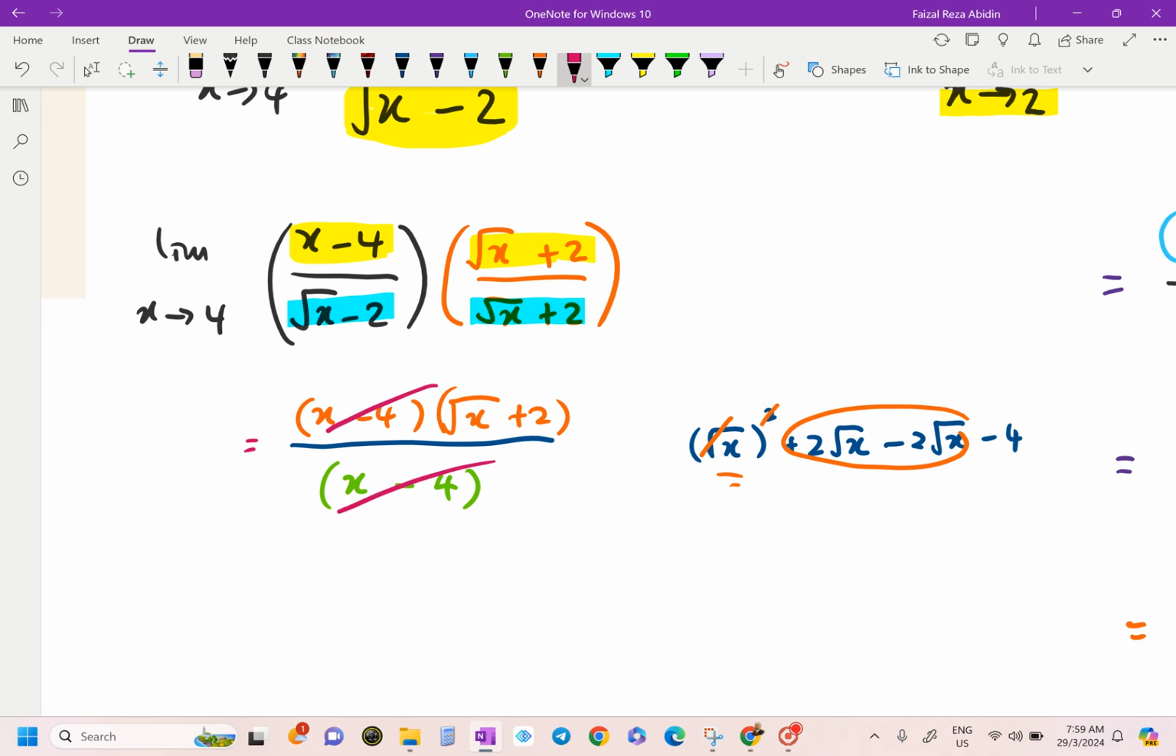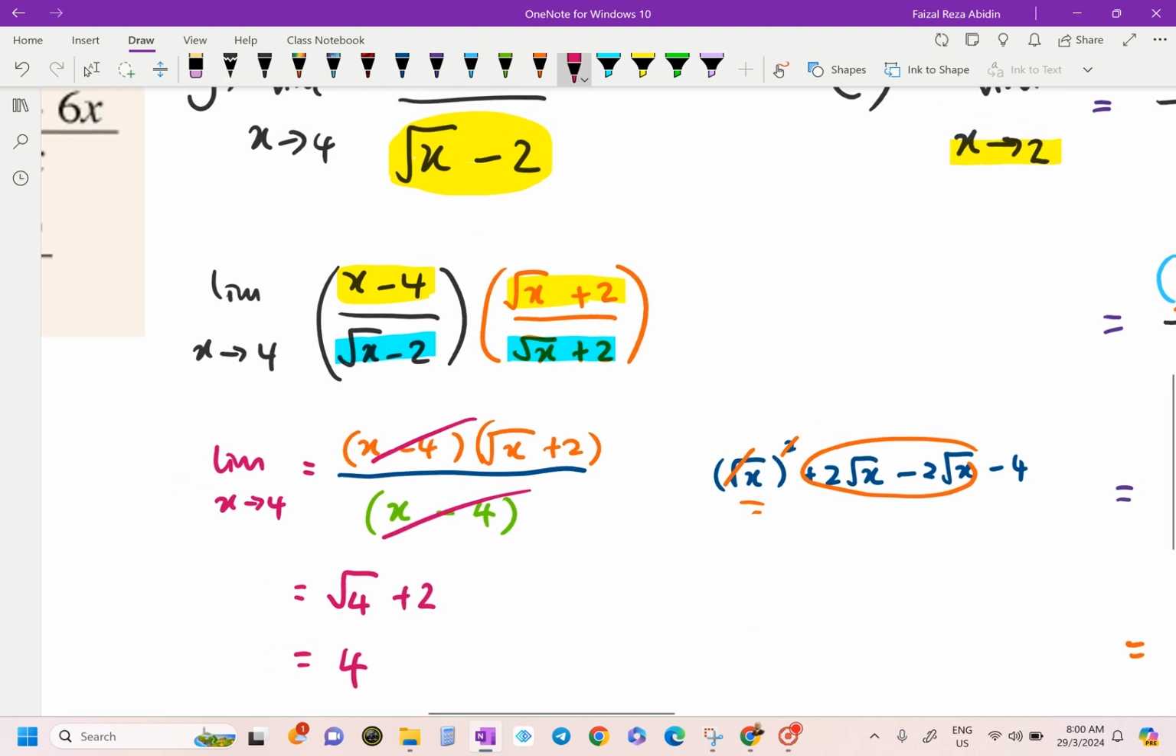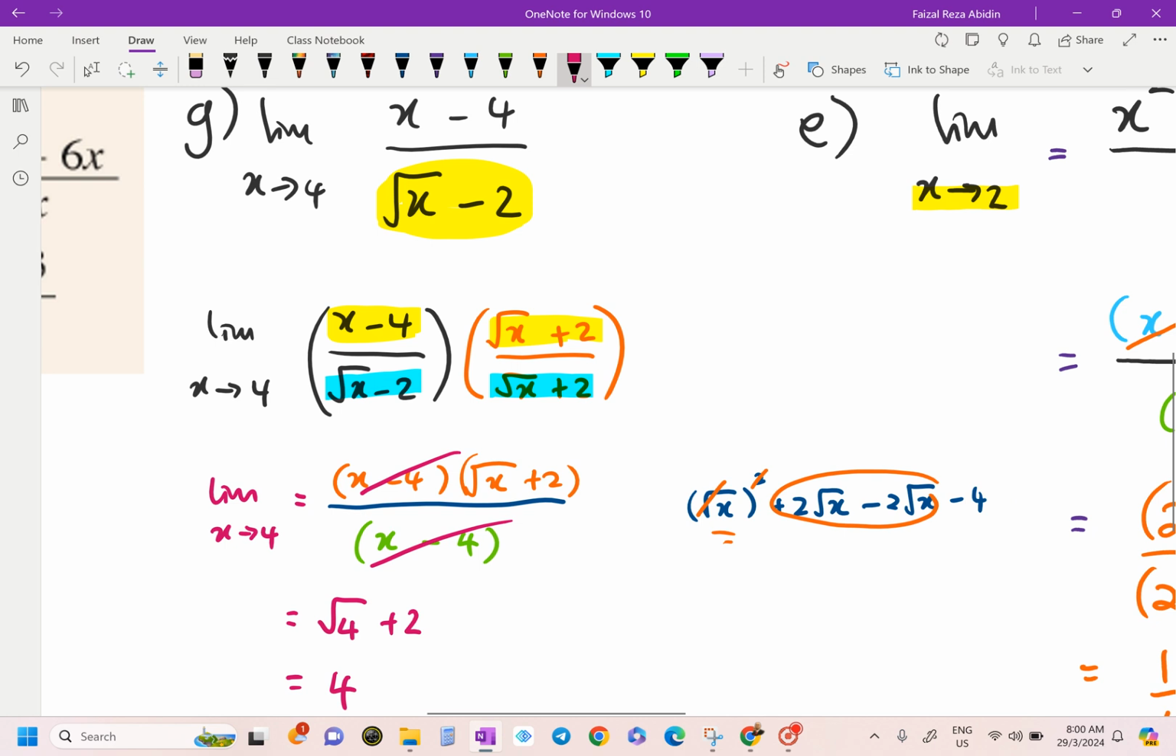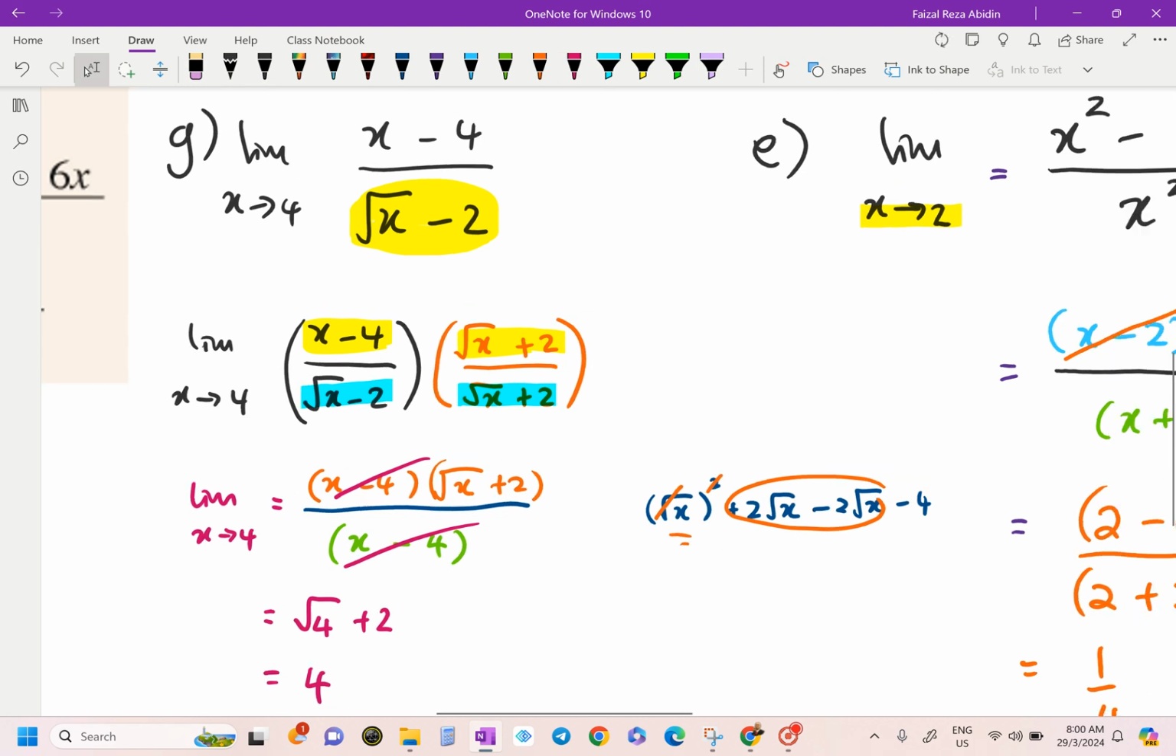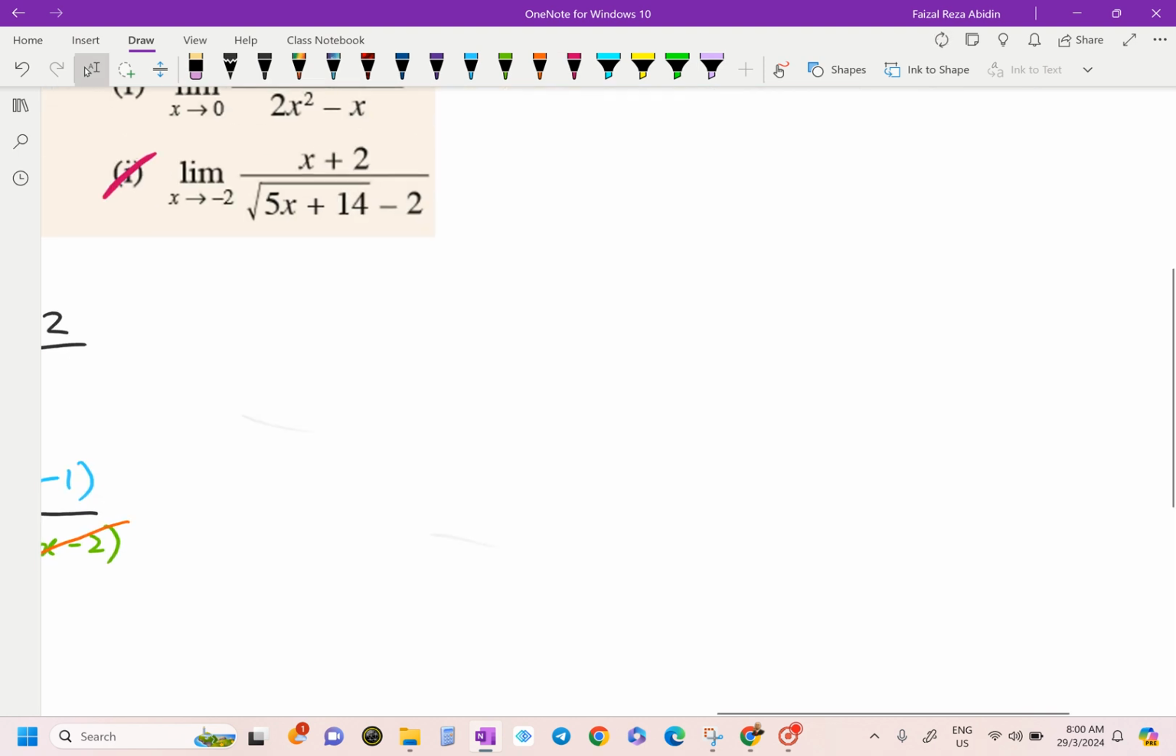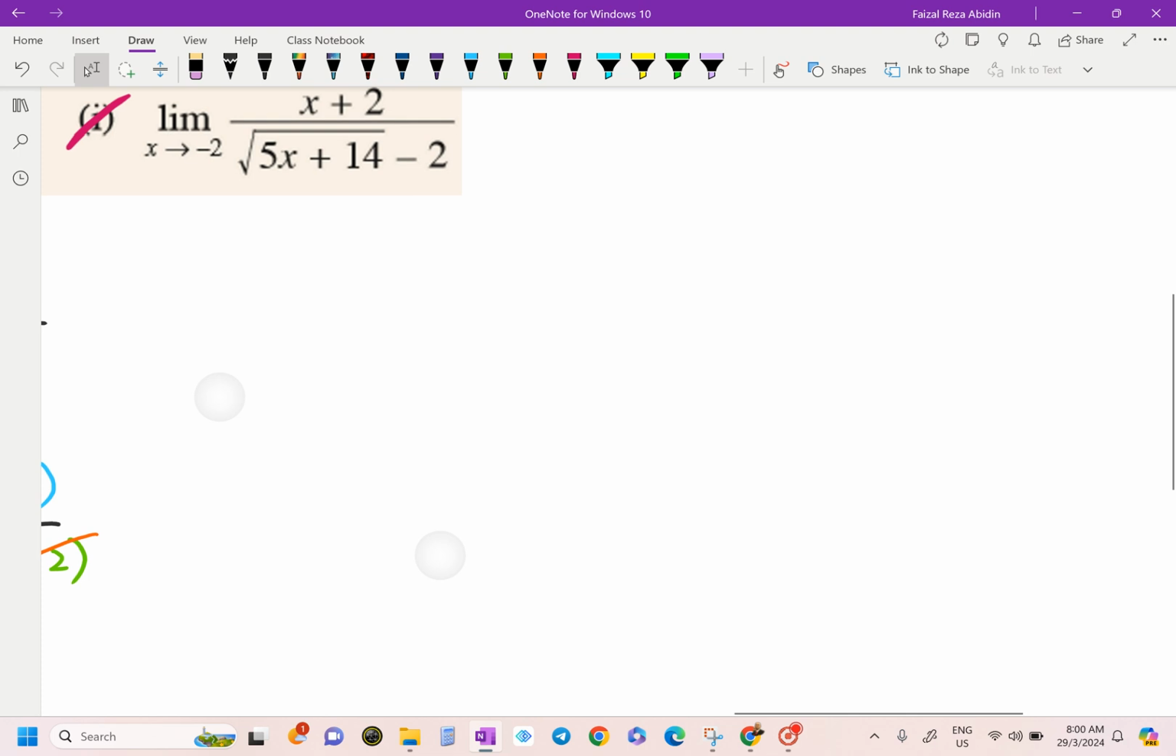So what is left over here, we are going to copy limit x to 4. Okay, so you are going to have this substitution. We are going to get square root of 4 plus 2, so we are going to get 2 plus 2. Straight away you are going to get 4. This is for our number 2 G. Okay, next one. If you look over here, I got number 2 I.